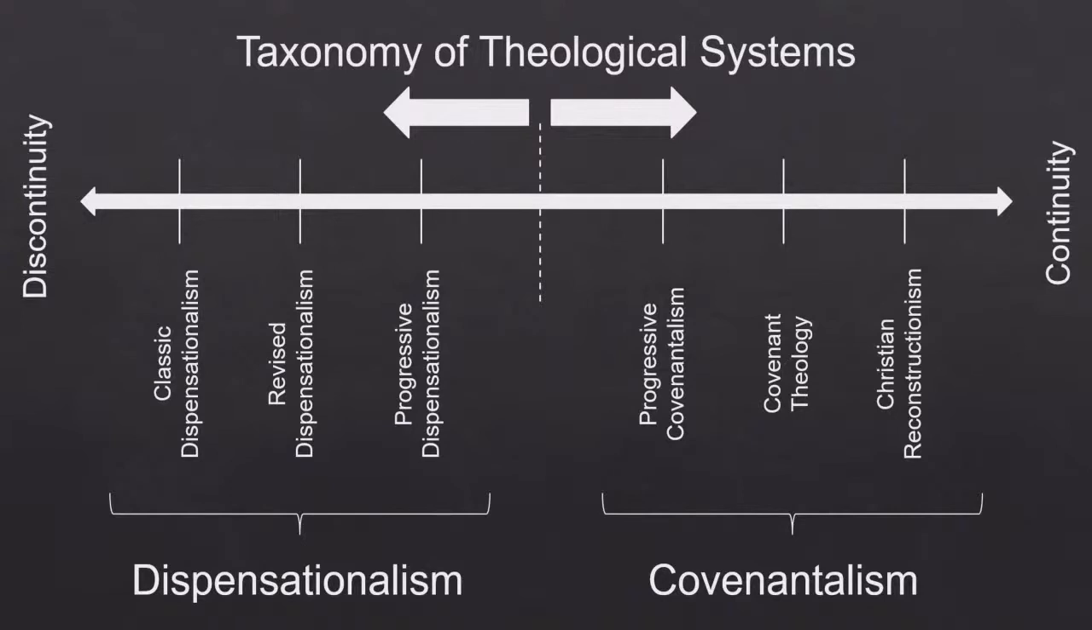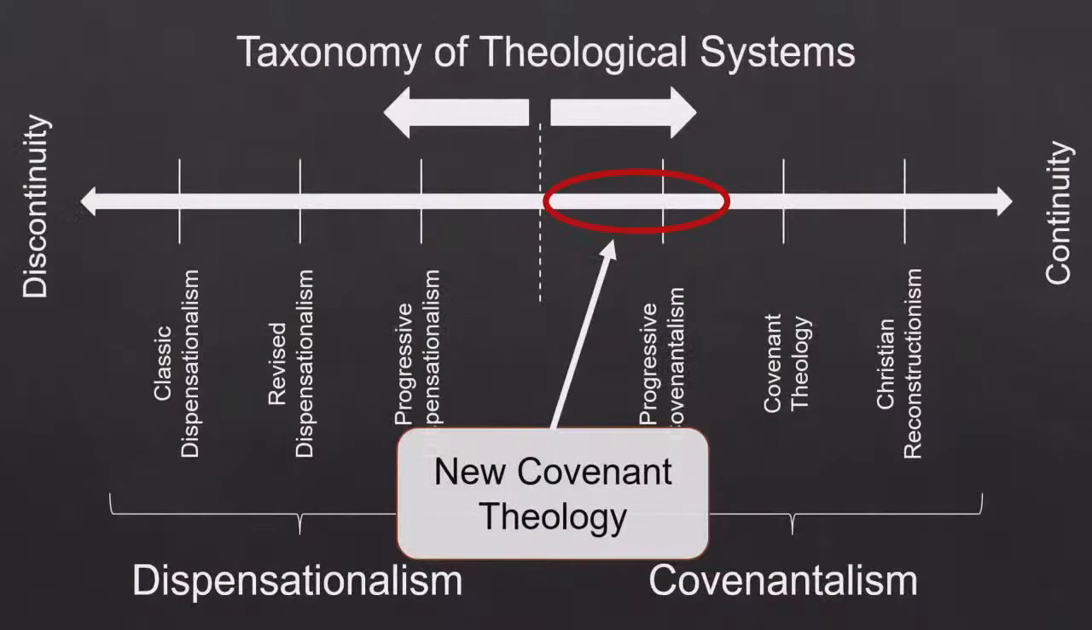Now, we're going to be looking at new covenant theology in this class, which falls predominantly right here, to the right-hand side of the center line under the covenantalism framework. And this includes progressive covenantalism, which will be the main form of new covenant theology that we talk about.